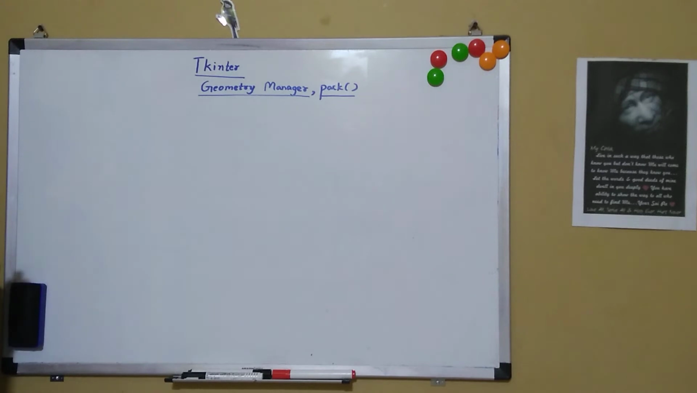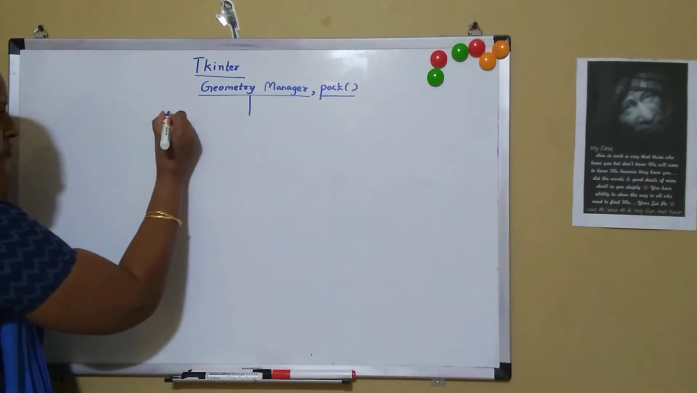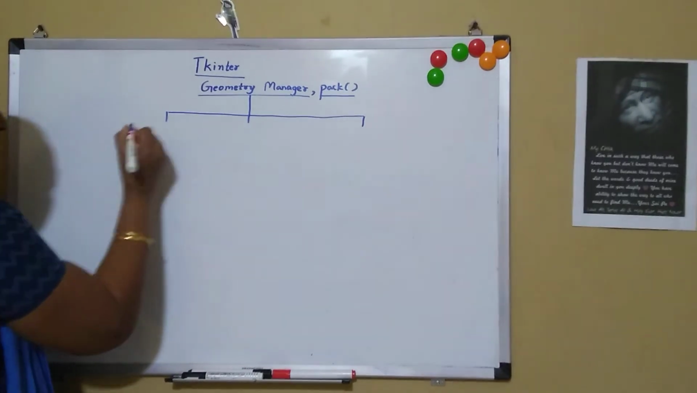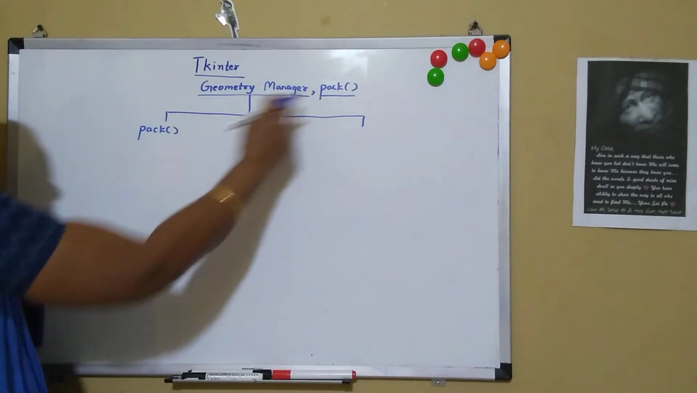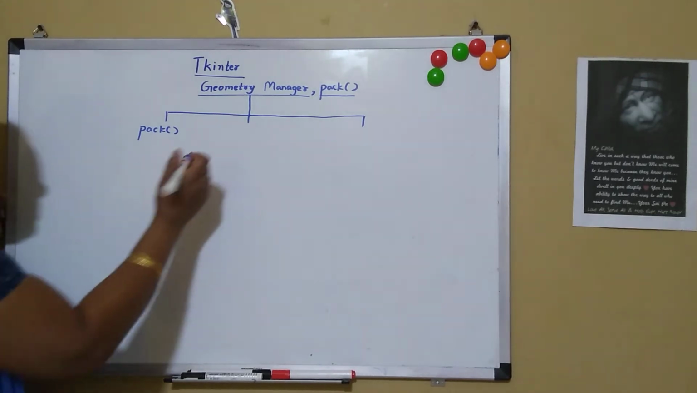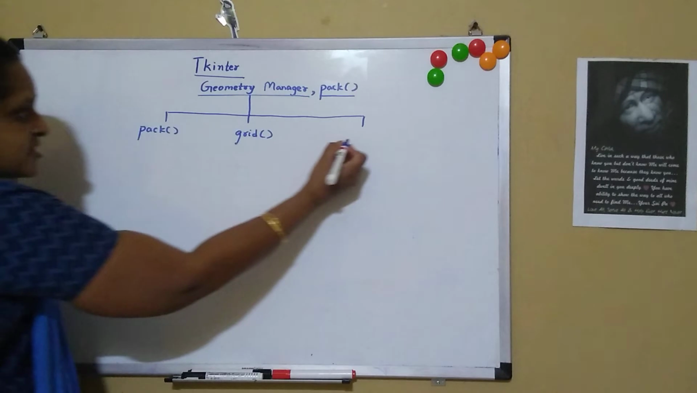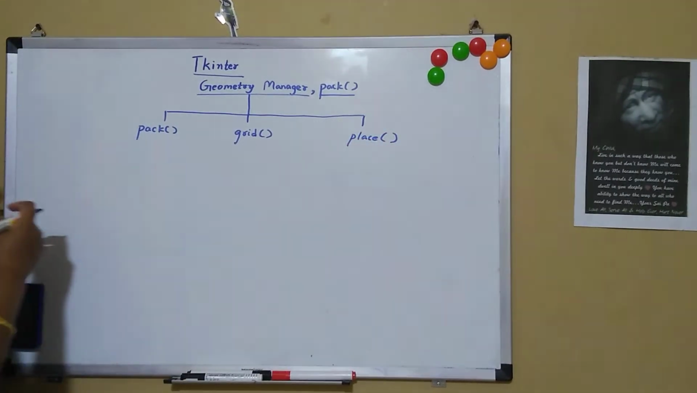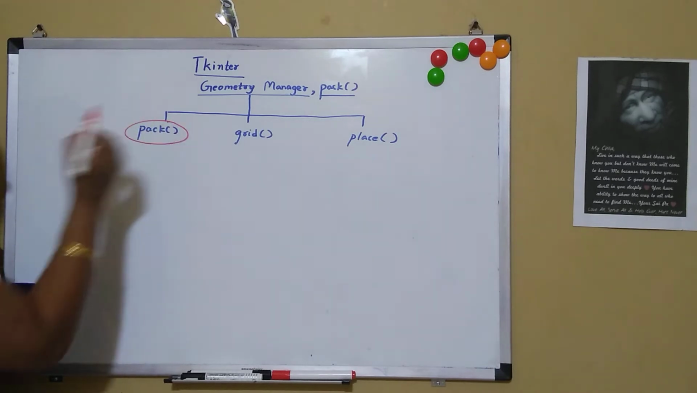So in this geometry manager, we have 3 methods. The first method is the pack method, which we will cover in today's session. The second method is the grid method and the third is the place method. These are the different methods in which we can place the widget on the screen. And in today's session, let's look into the pack method.